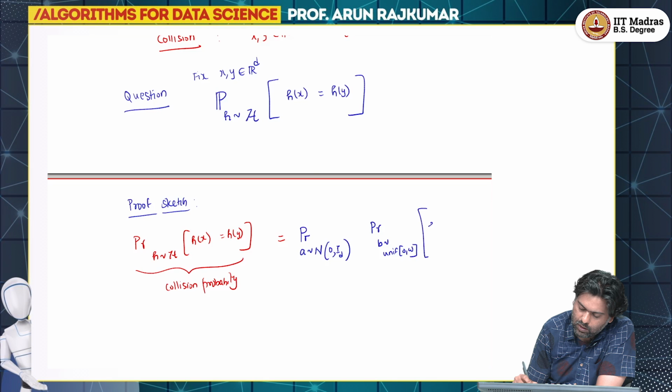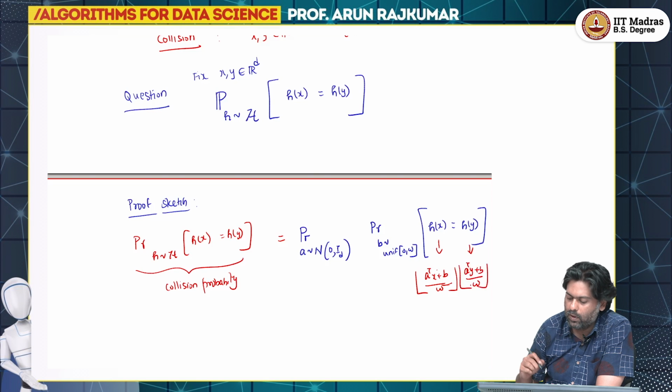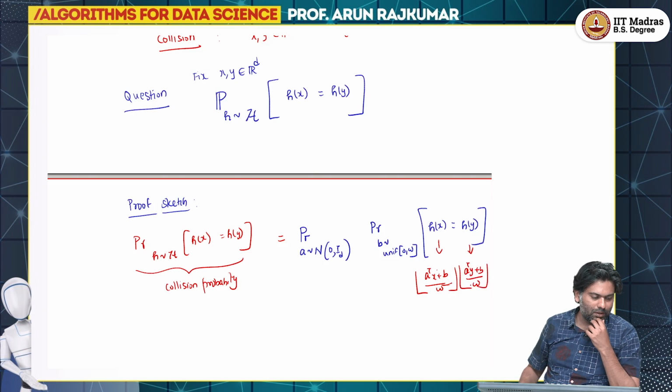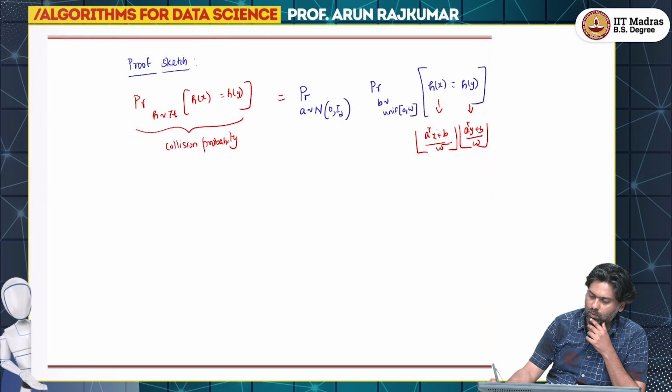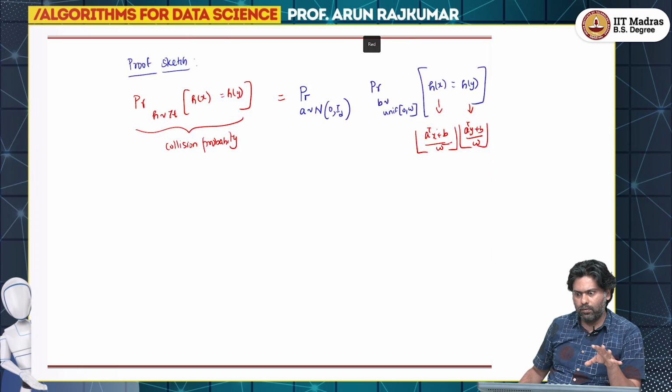Then I am asking the question: h of x equals h of y. Well, what is h of x? h of x is the floor of (A transpose x plus B) by W. And h of y is the floor of (A transpose y plus B) by W. These two things have to be the same. That's the question that we are asking. What's the chance of this happening? There are two sources of randomness, one is A, one is B. We will analyze them separately because they are independent.